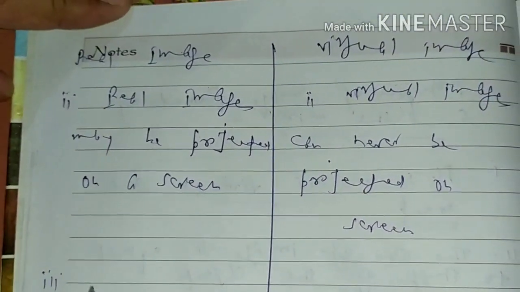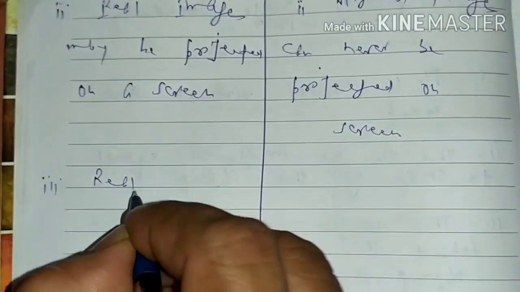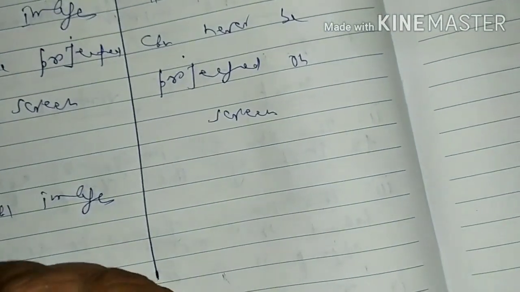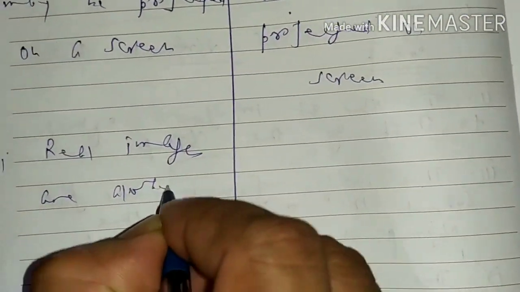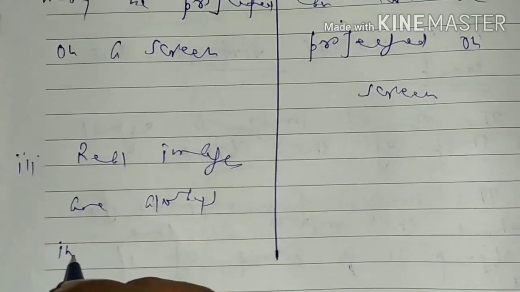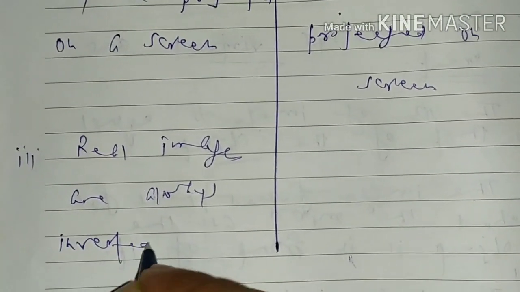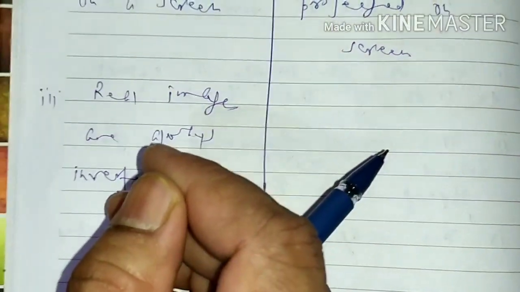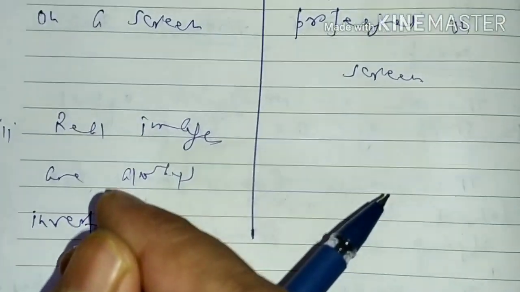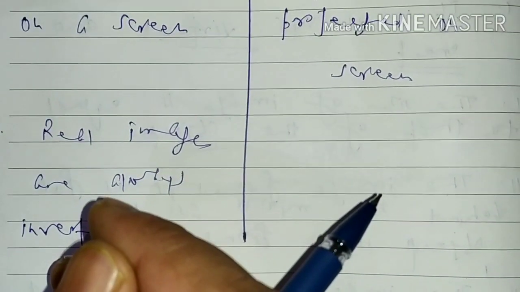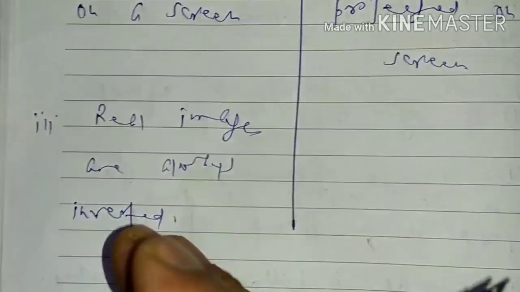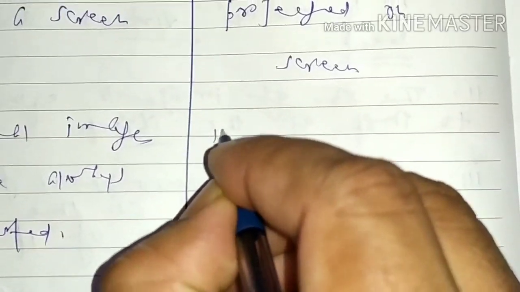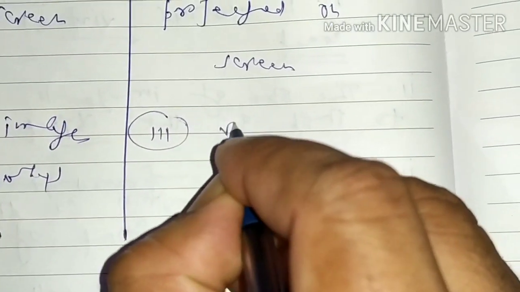Third, real images are always inverted. What is the meaning of inverted? That is, the top of the object will be present at the bottom of the image. This is the meaning of real images are always inverted, but virtual images are always erect.